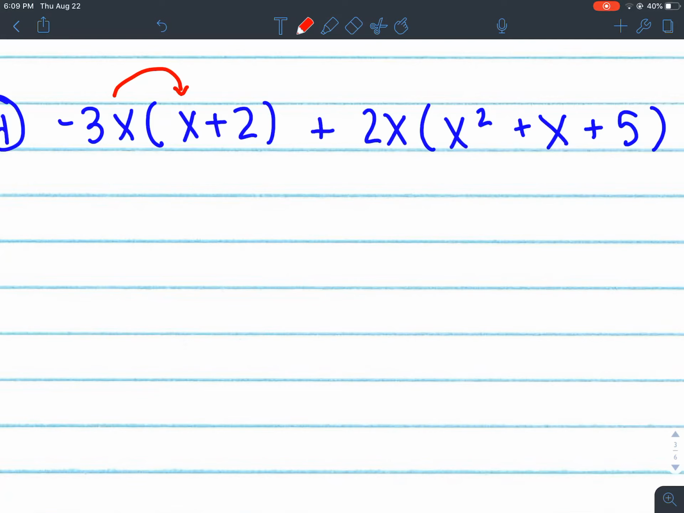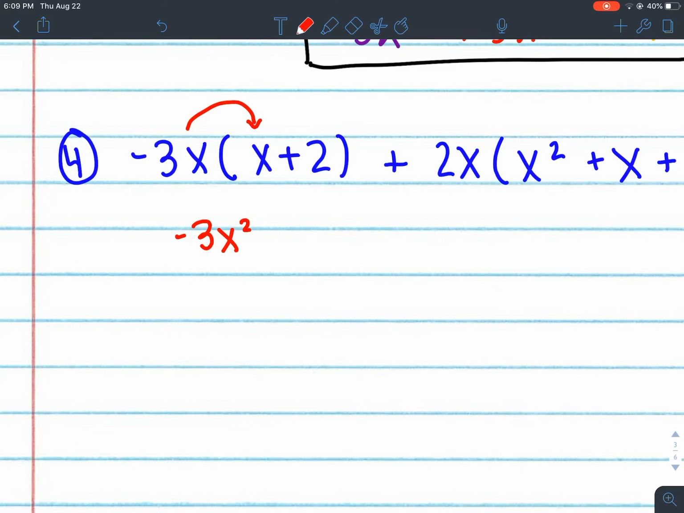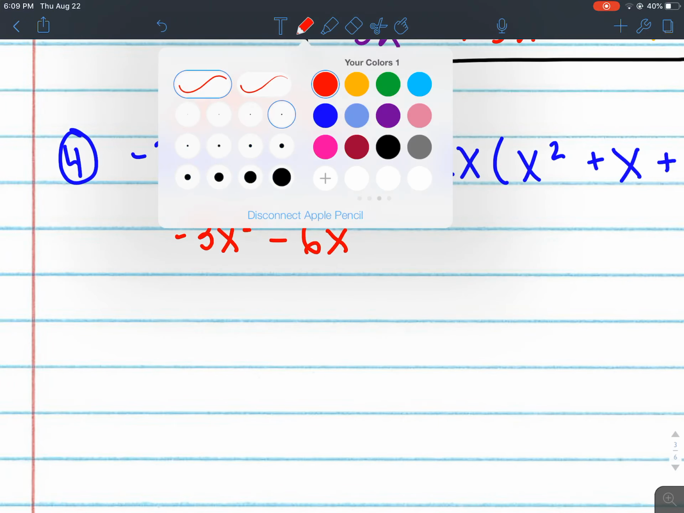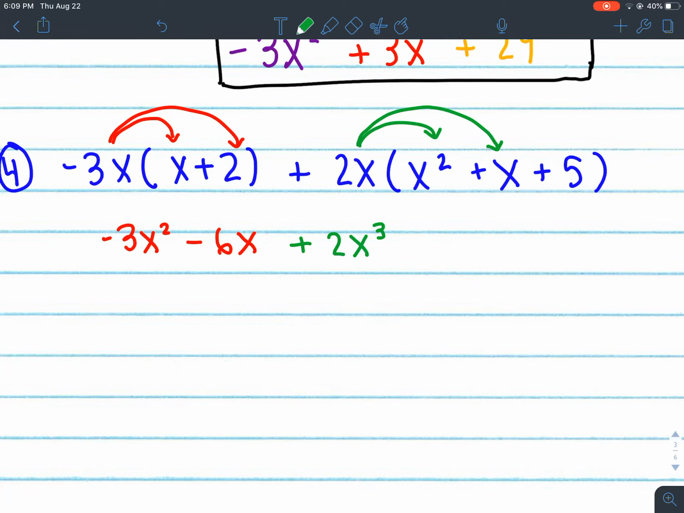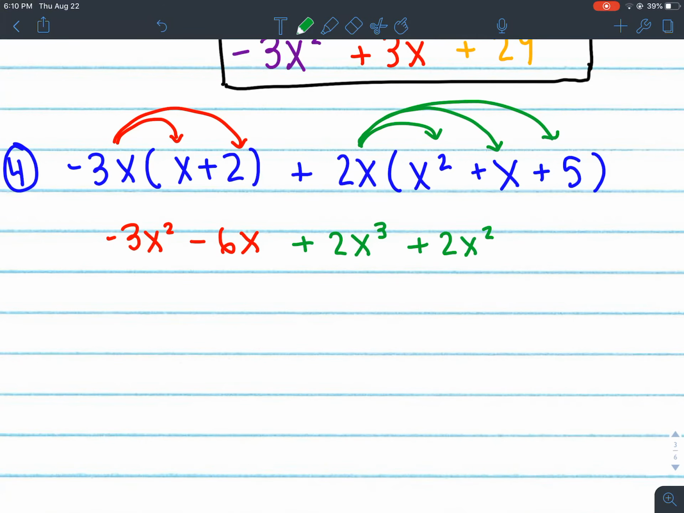Negative 3x times x is going to be negative 3x squared. Remember, x times x is x squared, not 2x. Negative 3x times 2 is going to be negative 6x. All right. Now we have 2x times x squared, which is going to be a positive 2x cubed, because x times x squared is x cubed. Remember, you add those exponents when you're multiplying same bases. 2x times x is going to be 2x squared. And then 2x times 5 is going to be 10x.